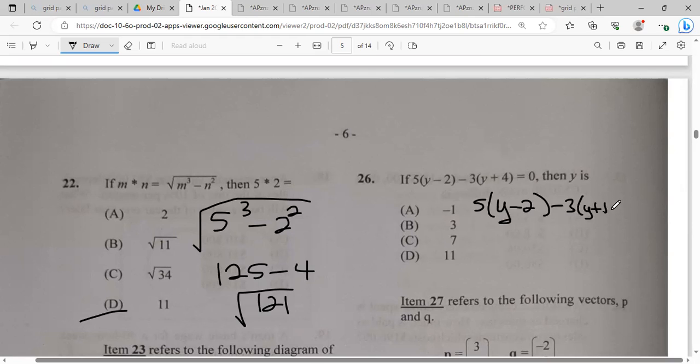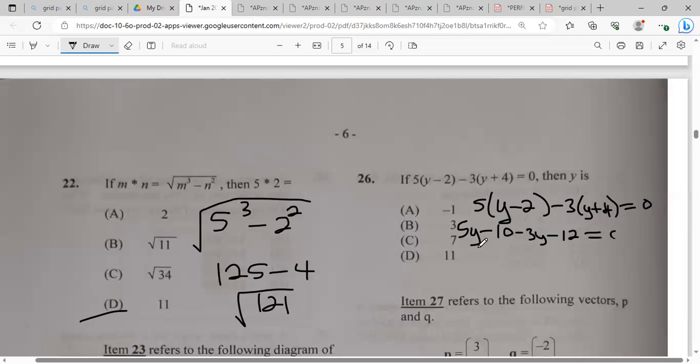Plus 4 equals 0. So we expand the bracket by multiplying by 5. So we get 5 times y, that's 5y. 5 times negative 2 gives negative 10. Negative times negative gives 3y. And that gives you 3 times 4, 12, equals 0.